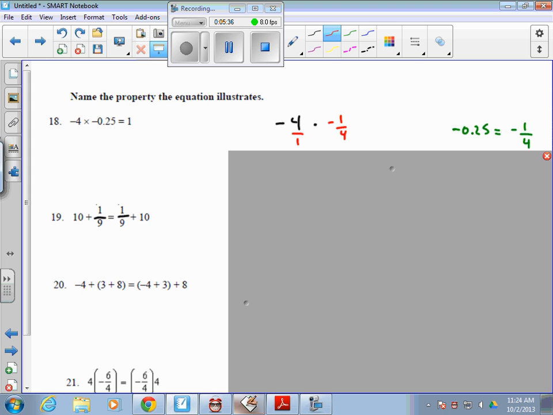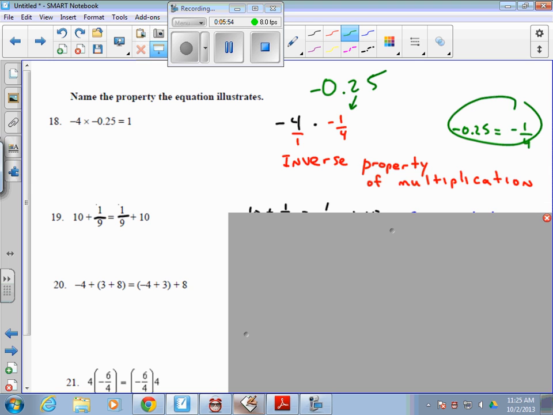Number 18, we're naming properties again. So we have -4 times -0.25 equals 1. Notice -0.25 is the same thing as -1/4. That's what I have written out here. When you're multiplying something by its inverse, you get the number 1. So that's the inverse property of multiplication.